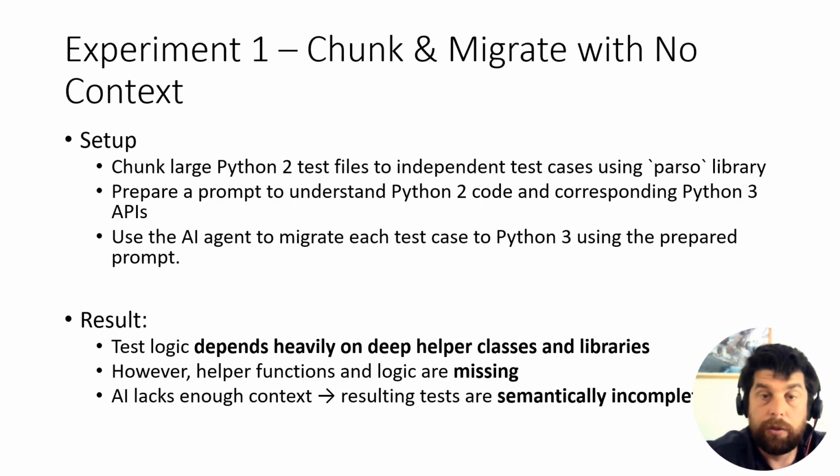The first experiment used a parser library to chunk large test files into independent test cases. I then used an AI prompt to convert each one to Python 3. The issue? The AI lacked access to helper functions and deep context. As a result, the tests it produced were incomplete and semantically off.